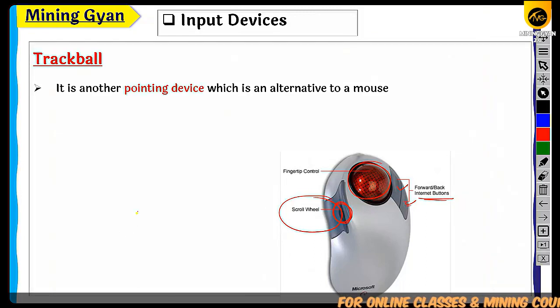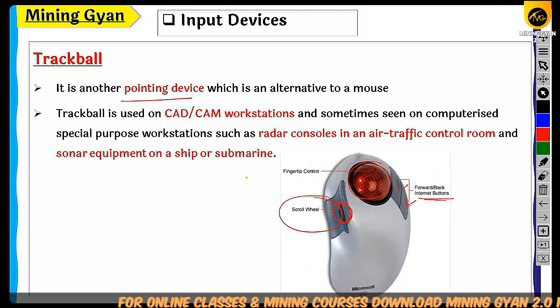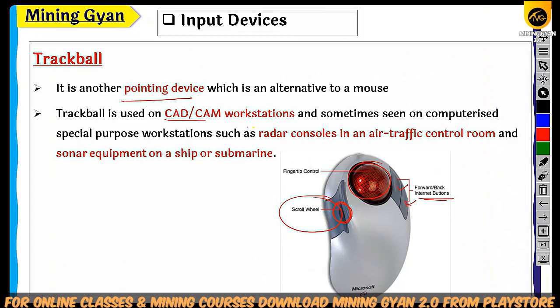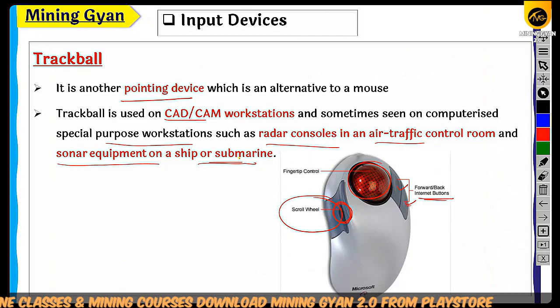The trackball is another pointing device like the mouse, which is an alternative to a mouse. Trackball is used on CAD and CAM workstations. Basically for CAD or design workstations, a trackball is used. And sometimes it is seen in computerized special purpose workstations, such as radar consoles in air traffic control rooms and sonar equipment on ships or submarines.